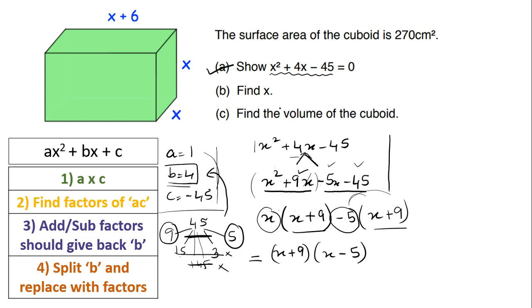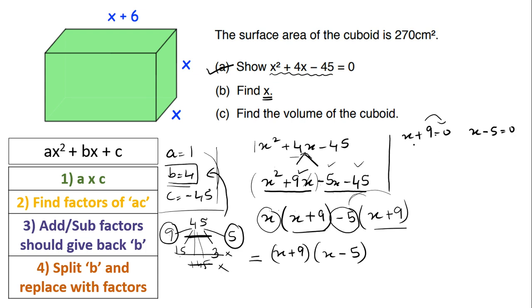Now, here's the point. Still, we're not done with the question. It says find x, which means I got to find the value of my x. So x plus 9 and x minus 5, these are my two factors, not the values of x. Now I have to equate each factor to 0 in order to find my value of x. So I'm going to do x plus 9 equals 0 and x minus 5 equals 0.